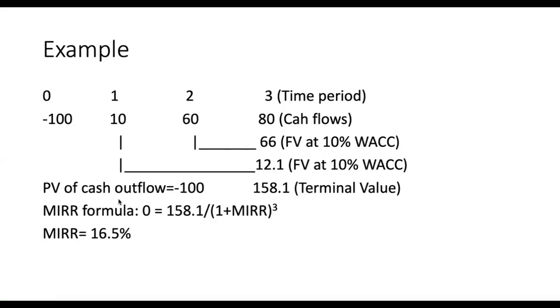Now the present value of cash outflow is -100. The MIRR formula is that we put NPV as 0 and use the terminal value and divide it by 1 plus MIRR whole to the power 3. That is because there are 3 years. And after plugging these values in the formula, we'll get MIRR as 16.5%.